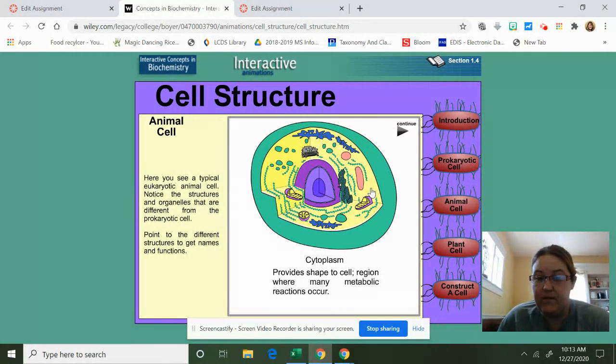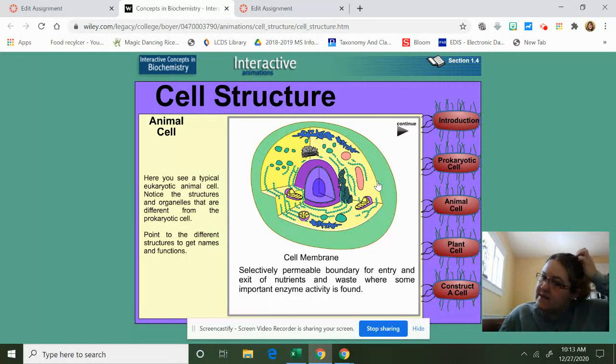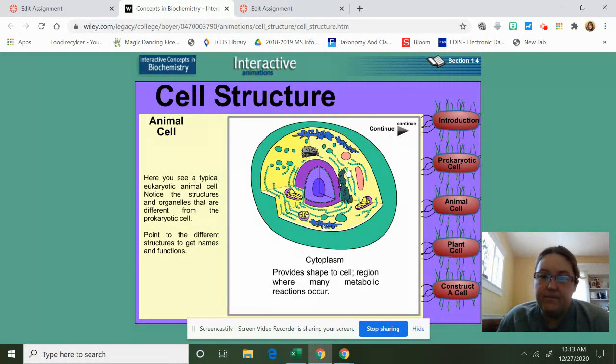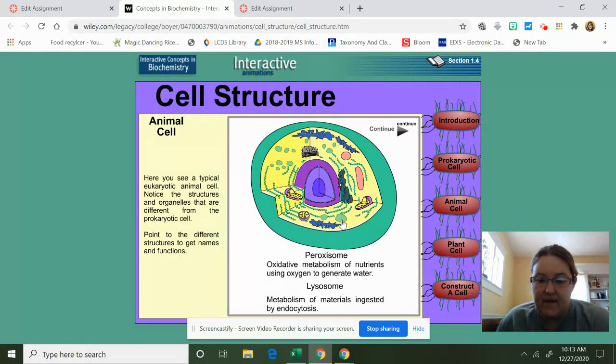Cytoplasm provides shape, and many metabolic reactions occur. We also read this in prokaryotic cells. This train track going around is supposed to be the cytoplasm, but it's not defined here. It's defined other places, so we'll deal with it then.